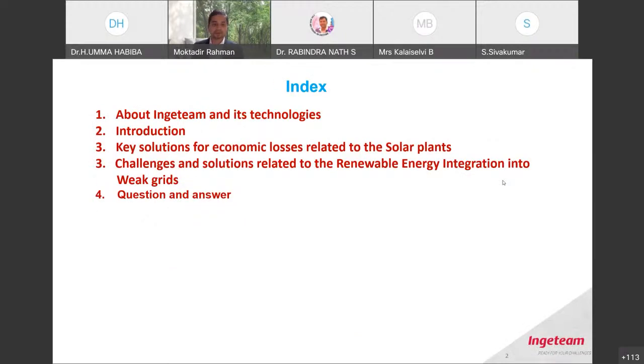I have categorized the presentation into different sections: about my current company, what they do, how I am involved and what technology they provide; an introduction to the renewable industry; the key solutions for economic losses related to the solar plant and the solutions for other economic losses; and the challenges and solutions related to renewable integration into weak grids. This is another key topic to discuss, and finally, question and answer.